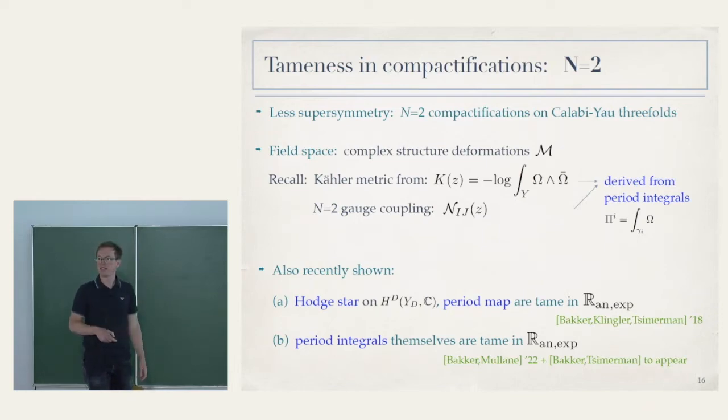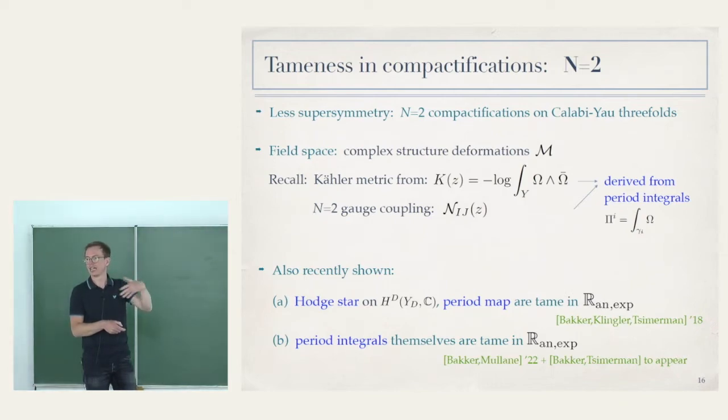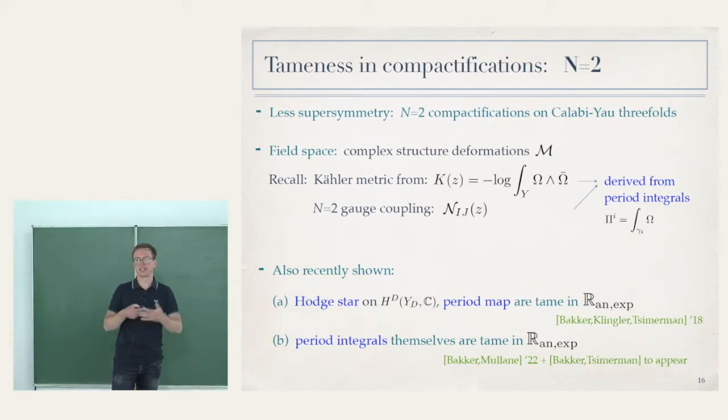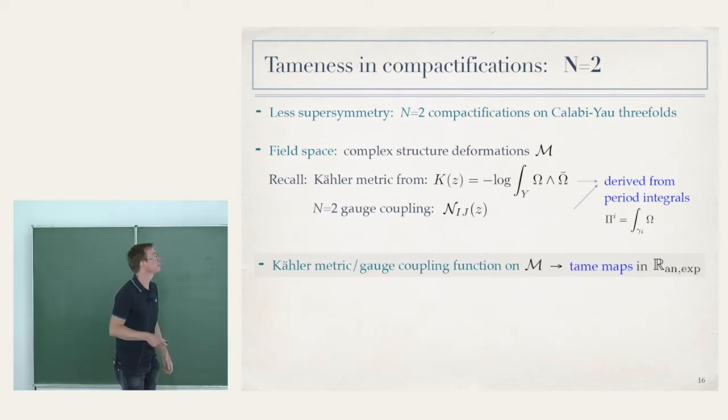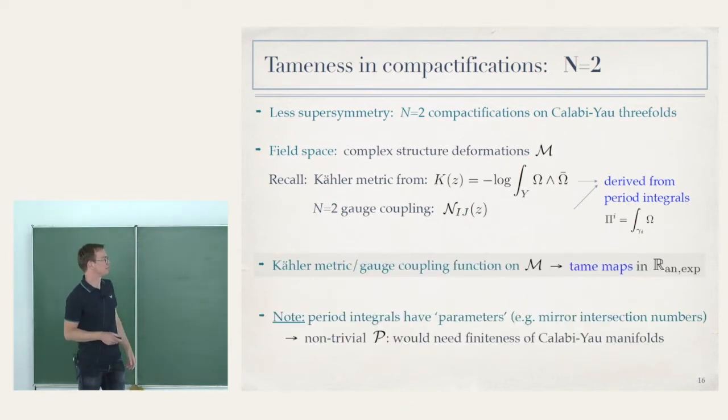from this recent paper. Namely, this paper shows that actually all of these period integrals are tame functions. Or at least the period map is tame, and then you can even show that the period integrals themselves are tame. Okay. In fact, now you need this whole structure. So you really need the exponential, obviously, there are instanton corrections or exponential corrections. And there you need the restricted analytic because there are cosines, there are hypergeometric functions, there are really complicated functions appearing there. So we see that tameness is preserved in this case.